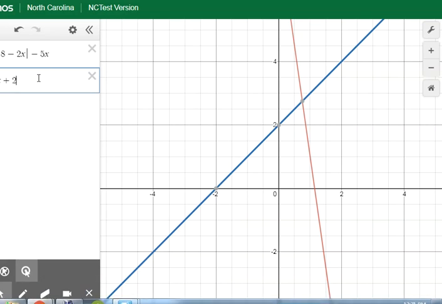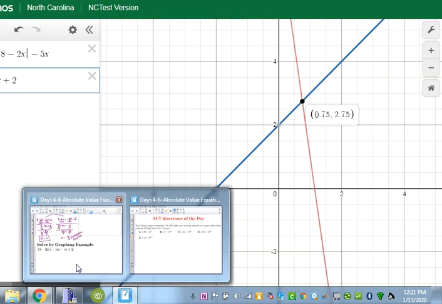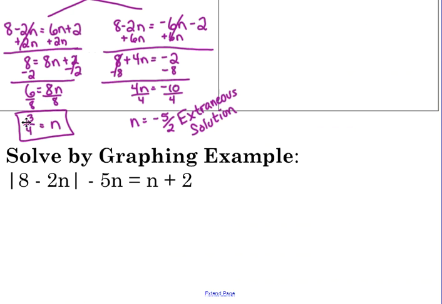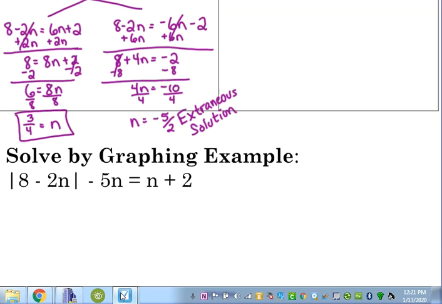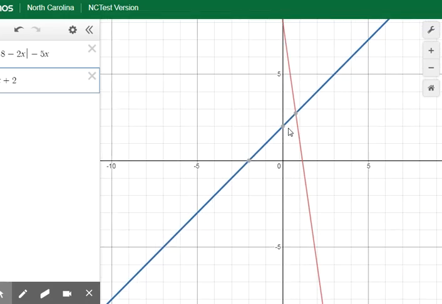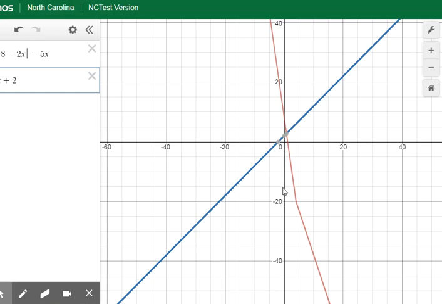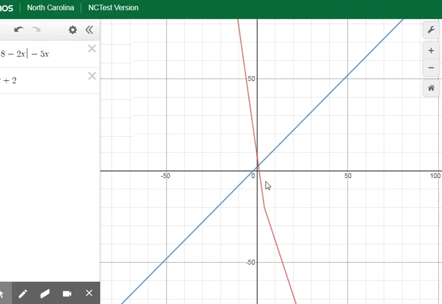Okay, so that's the left side of my equation. This is the right side of my equation. Right off the bat, I see one intersection there at 0.75. Well, guess what 0.75 is equal to? 3/4. So that confirms that answer. And then we're used to two solutions, right, with these absolute value equations. So I'm going to zoom out to see if I can find another one.